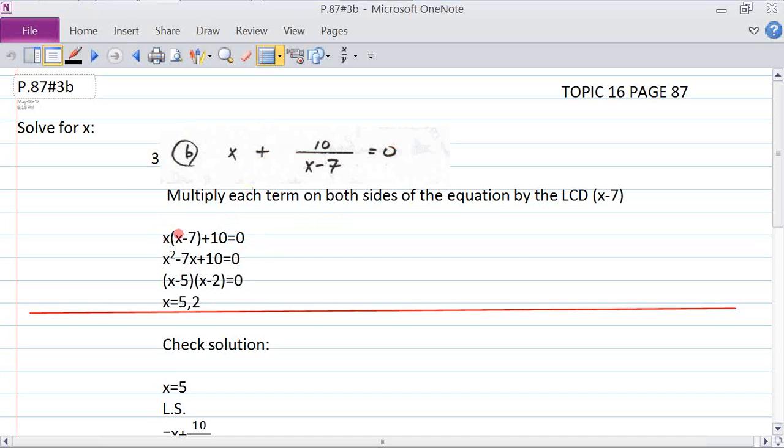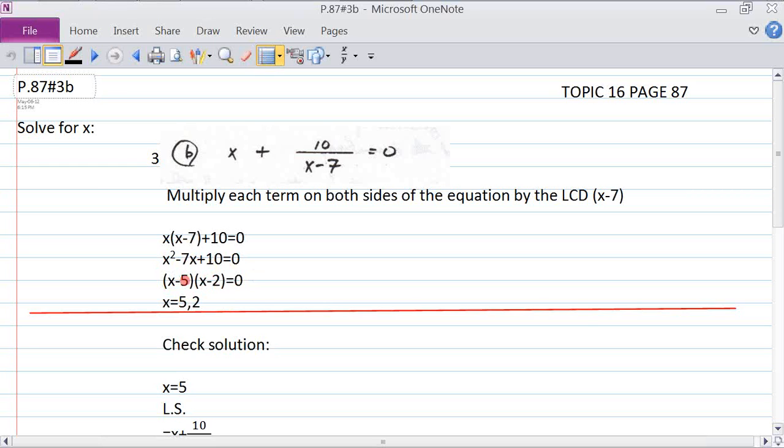So I'm going to use the distributive rule here. X squared, x times minus 7 is minus 7x. I have plus 10 equals 0. I'm going to factor this as x minus 5 times x minus 2. The outer is minus 2x and the inner is minus 5x. If I add the 2, minus 2x and minus 5x gives me minus 7x. And minus 5 times minus 2 gives me plus 10. So these are the factors for this.